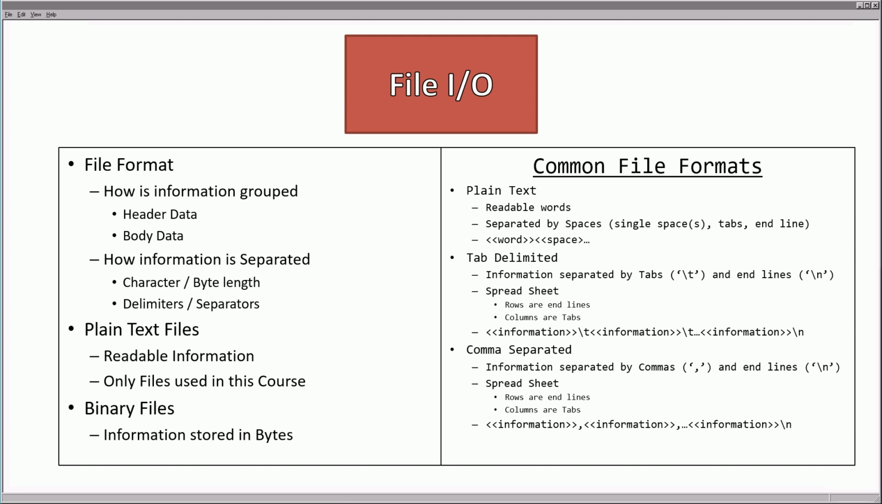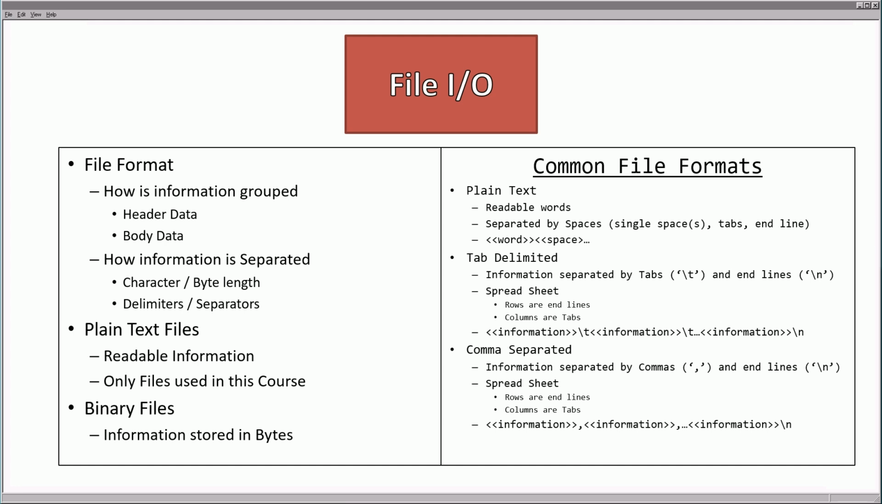This is how the information in the file is grouped together. One general way that's done is grouping together file information into sections called the header information and the body information. Header information usually contains metadata about the file, and the body data is what contains the actual information. Think of it this way.